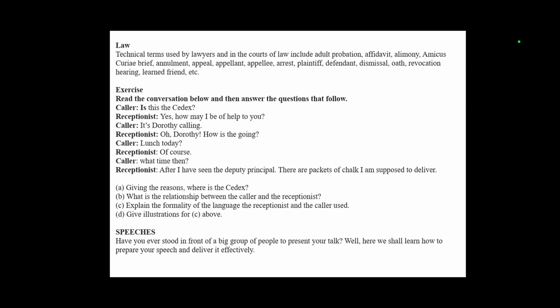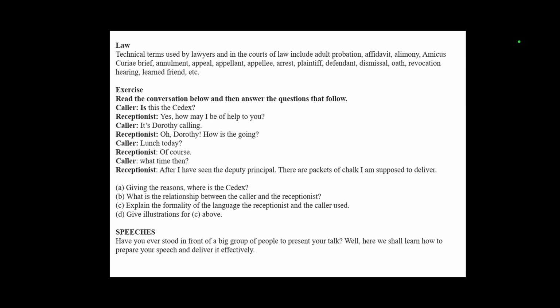B, what is the relationship between the caller and, of course, the receptionist? Sorry. What is the relationship between the caller and the receptionist? Now, explain the formality of the language that the receptionist and the caller used here. Do you think it's formal or informal? And which aspects of it make it formal or informal? Your thoughts? The comment box down there.